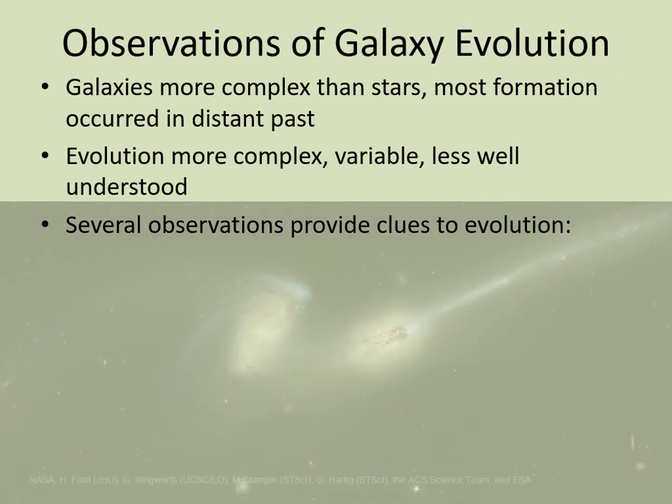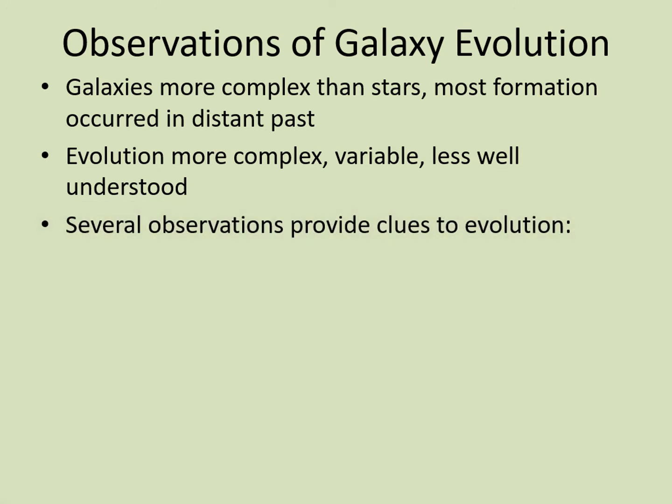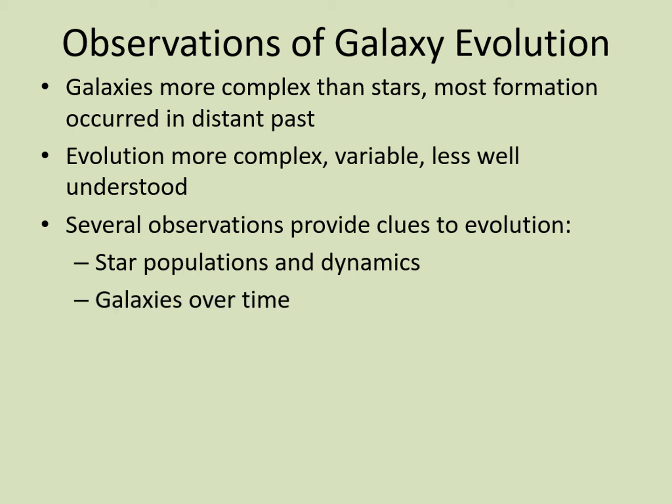Nonetheless, there are many observational clues we can use to piece together the history of galaxies. These observations can be divided up into two major categories. The first comes from studying stellar populations and dynamics. This is a sort of forensic approach, looking at a modern galaxy to determine what happened to it in the past. The other approach is to simply look at galaxies at different times.